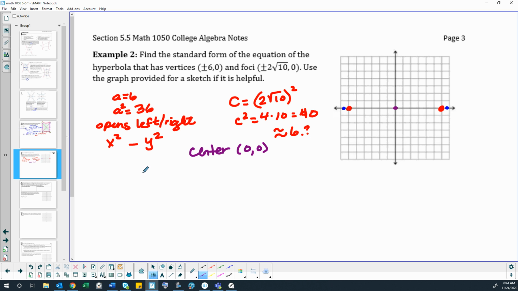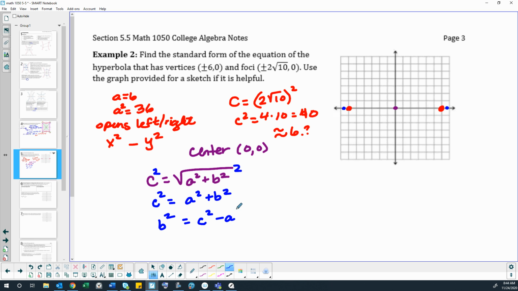Alright, the last thing we need to find is b. Since c equals the square root of a squared plus b squared, because it goes opposite of this sign, right? That basically means that c squared is equal to a squared plus b squared, which means b squared is going to be equal to c squared minus a squared, which means b will be equal to the square root of c squared minus a squared, right? Just like that right there.